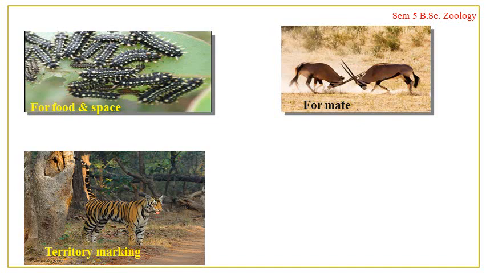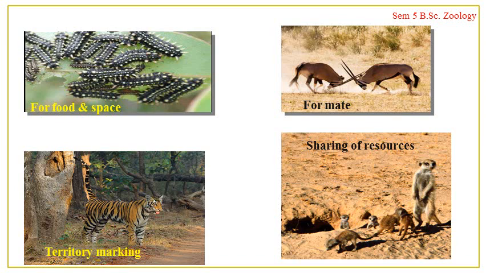So there could be a number of individuals of the same species sharing a particular resource. It could be food within a particular limited area. It could be space within a limited area. That kind of competition is what is referred to as interference competition. For food and space, it is interference competition, that is direct competition. For mate, again, it is direct competition because there is direct fight.